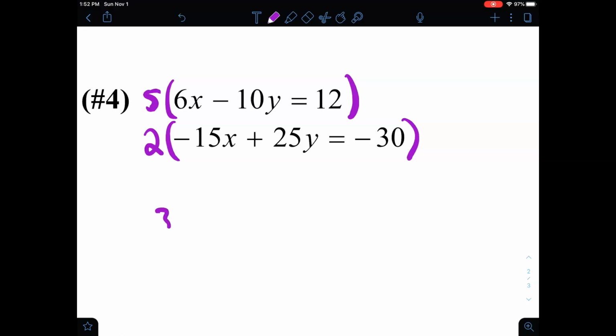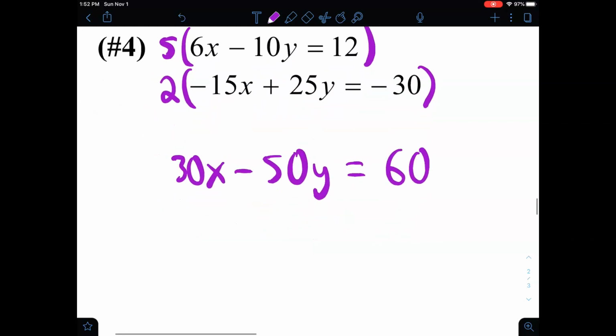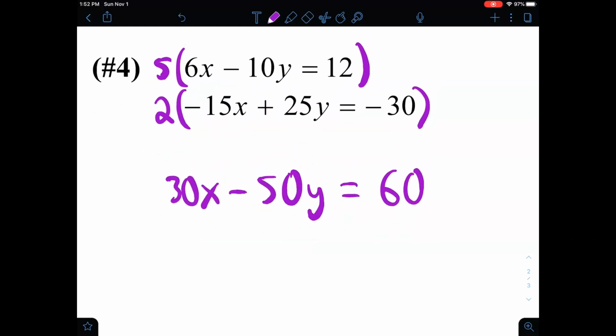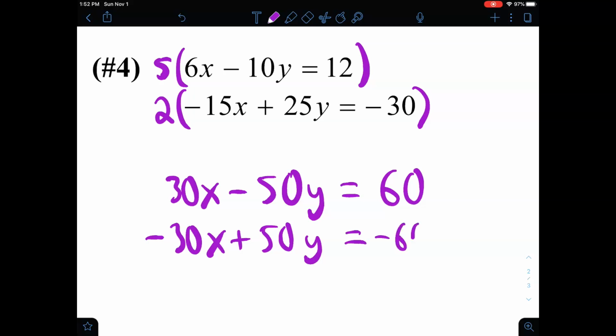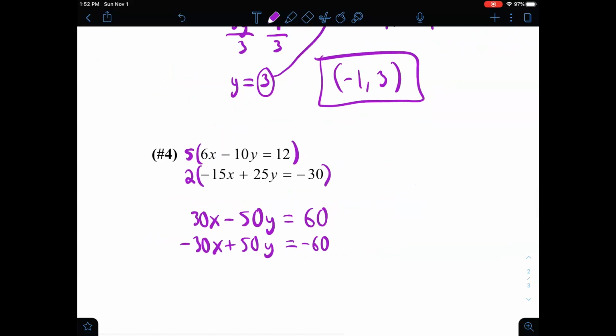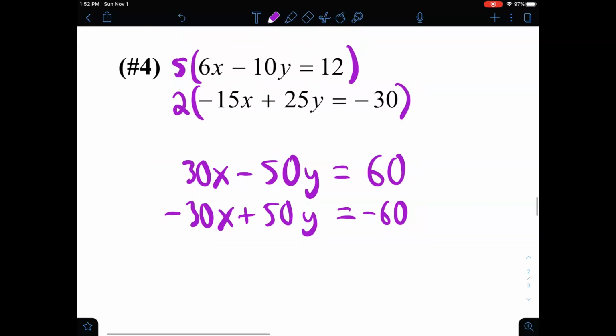So 5 times 6x is 30x. 5 times negative 10y is negative 50y. And 5 times 12 is 60. Then on the bottom we have 2 times negative 15x, which is negative 30x. 2 times 25y is 50y. And 2 times negative 30 is negative 60. So now we actually have opposites in both. We have opposites with the x's and with the y's. We have 30 and negative 30, and negative 50 and 50.